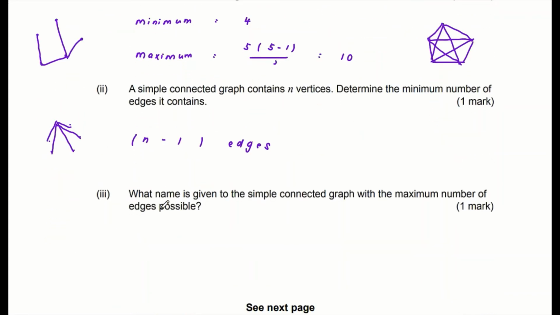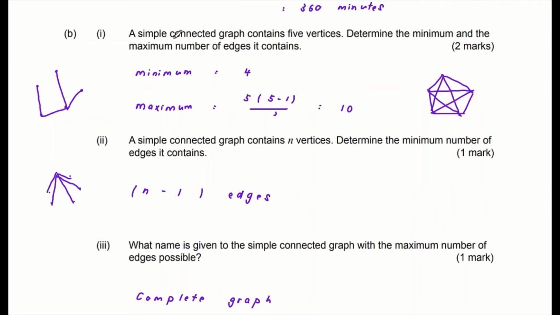Okay, 3. What is the name given to the simple connected graph with the maximum number of edges possible? So like what we have just now. So this is the maximum number that you're having, right? And this is just a complete graph. All right, so that's the idea. So, yeah, I hope that you understand why you cannot draw more. Because if let's say you try to have more than one edge connecting the same vertices, then you will form multiple edges, and this is not a simple connected graph anymore because you have multiple edges. So that's the answer for part B.